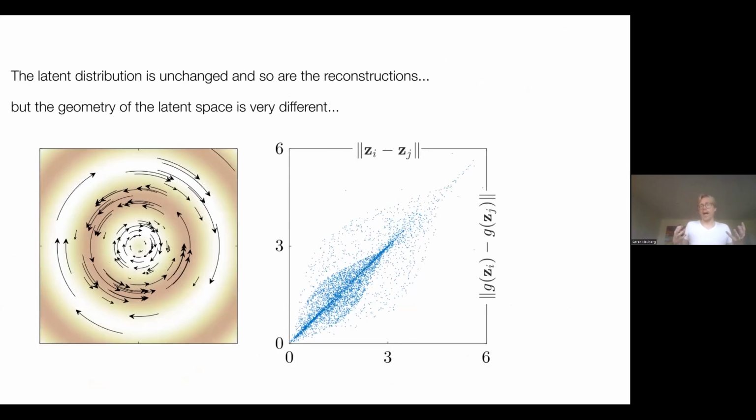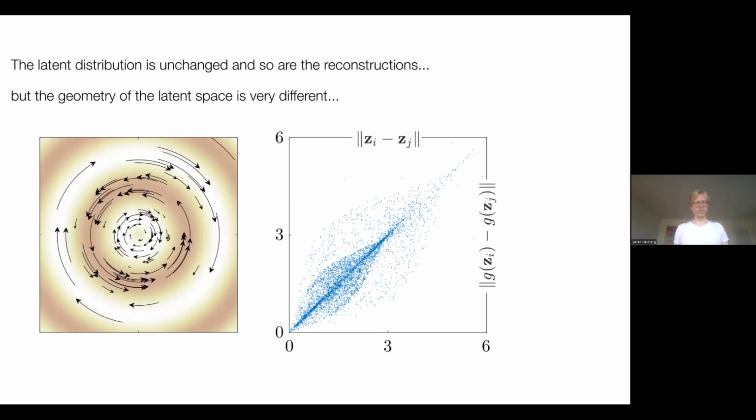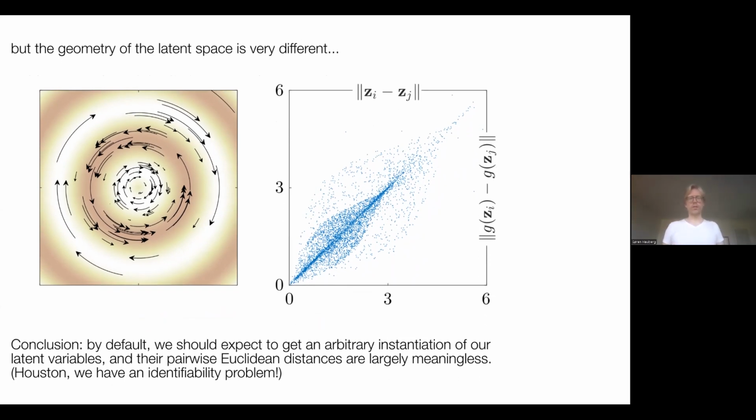So really, I haven't changed the model, but the latent space changes a lot of structure. And this is rather problematic because it prevents us from doing any sort of meaningful calculations in the latent space, because we never know, are we observing just an arbitrary deformation of the latent space? So in terms of statistics, we say that the latent variables are not identifiable. But in practice, what this means is that we should expect to see arbitrary instantiations of our latent variables when we fit them to data.